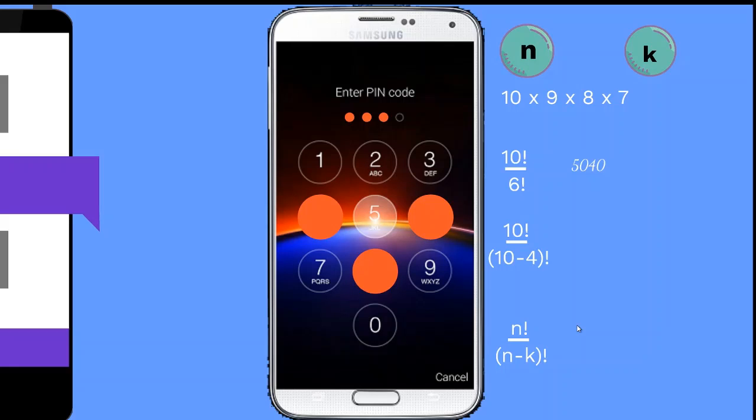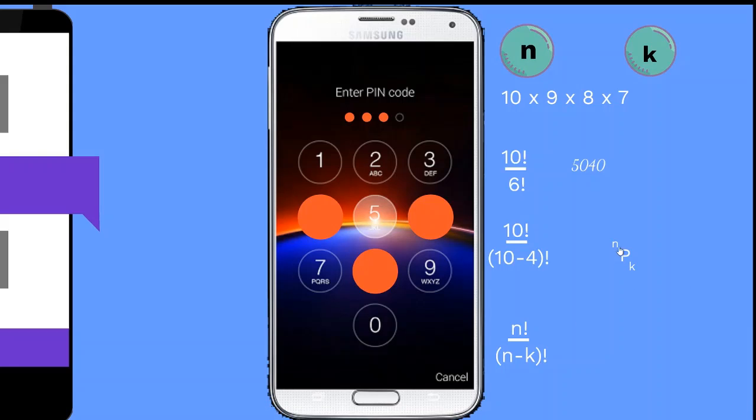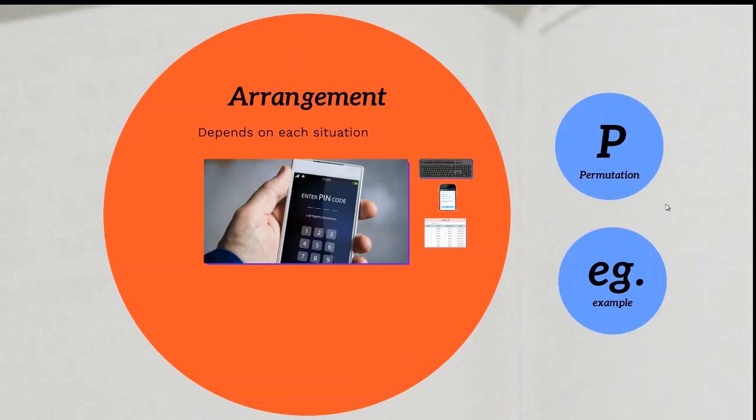Because we keep using it, it keeps coming up in many things, that is why we have another way to represent it, and that is nPk. So nPk means P stands for permutation, n is the number of elements, k is the number of options. So nPk is actually n factorial by n minus k factorial. Now, I hope this much is understood.